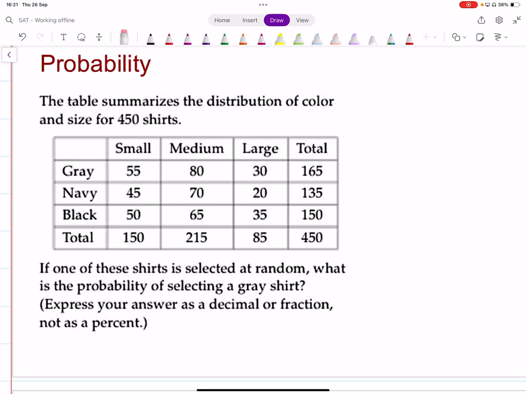Now, one of these 450 shirts is selected at random. What's the probability of selecting a gray shirt? How many gray shirts do we have? 165. So 165 over 450, right? All of this information was basically irrelevant. That's too much information. They were just asking for this: 165 over 450. Is that okay?